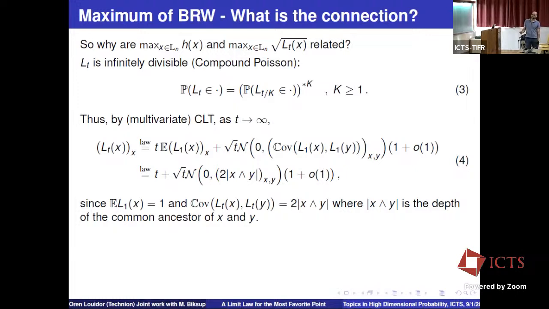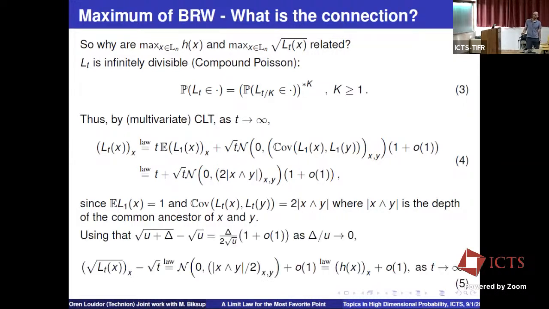And then it's very easy. It's the tree here. So the covariance between local times at x and local time at y is just twice the joint part of the path from the root to x and y. And lo and behold, this looks almost like the law of the Gaussian free field.